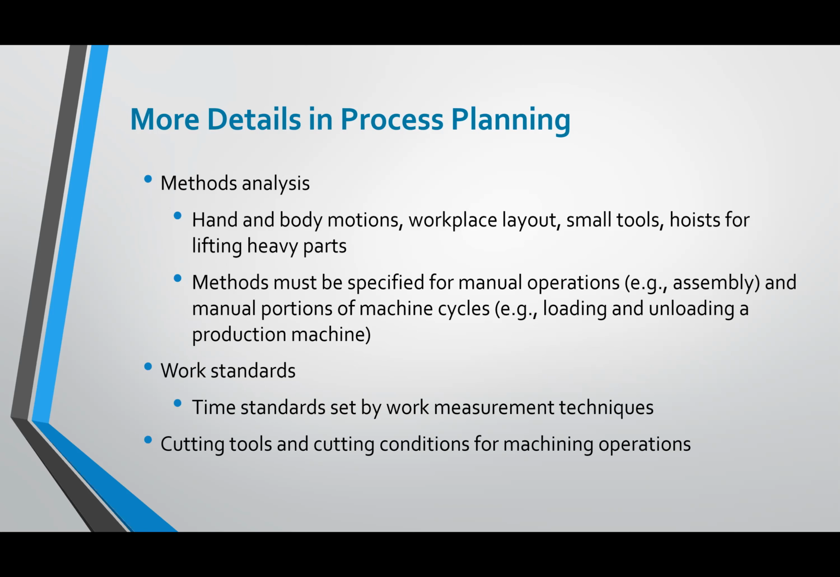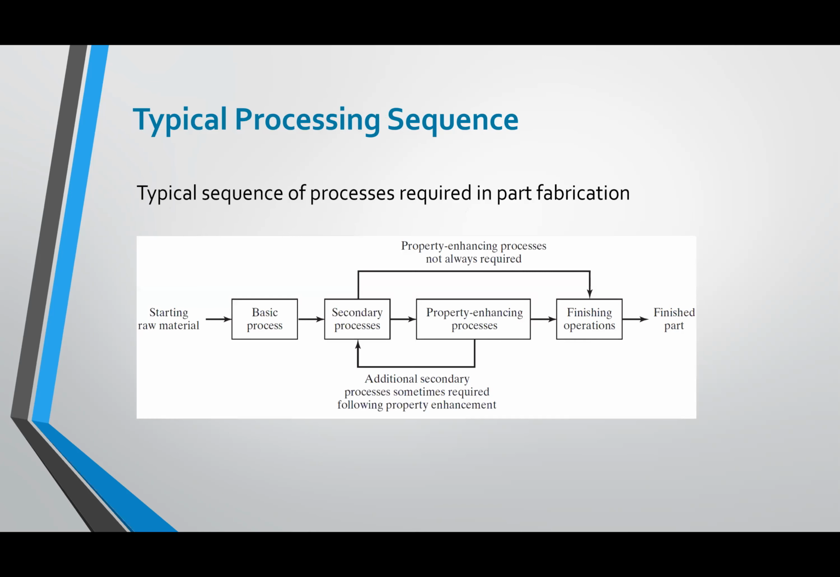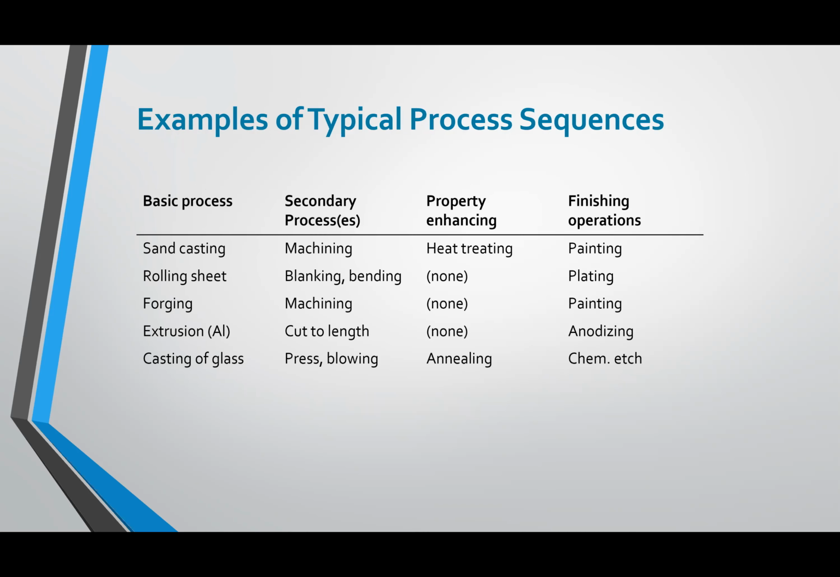Then you have to look at the methods itself, like how does the material get there, who's loading the machines, how long is the machine cycle, who unloads it, what sort of tooling do you need, and what sort of conditions are required. Starting with a basic raw material, you'll then do an initial process, usually like a cutting process, and then you have additional processes depending on what the finished part is going to look like. So here are some examples.